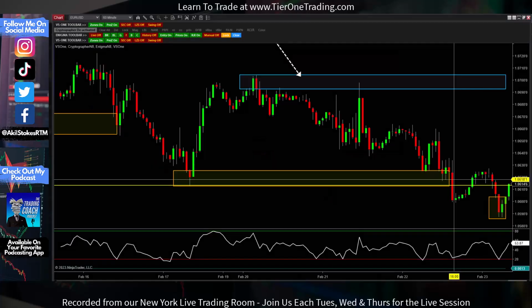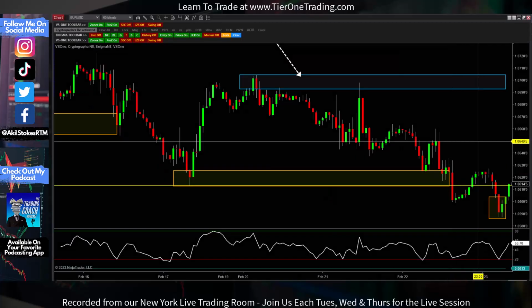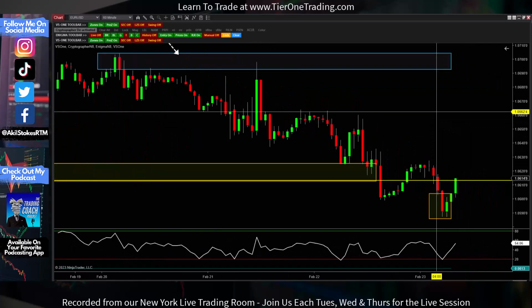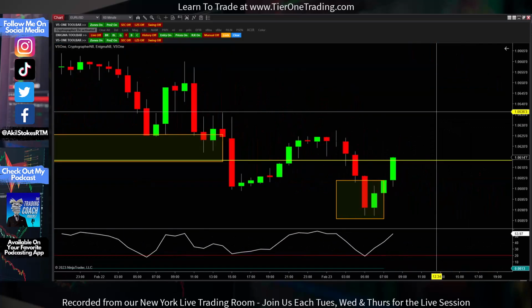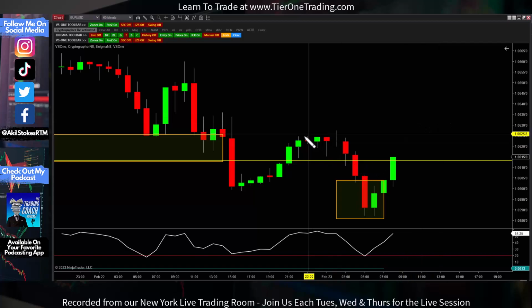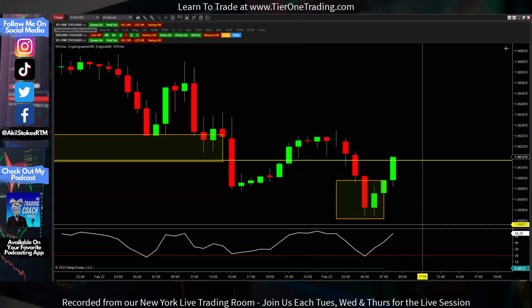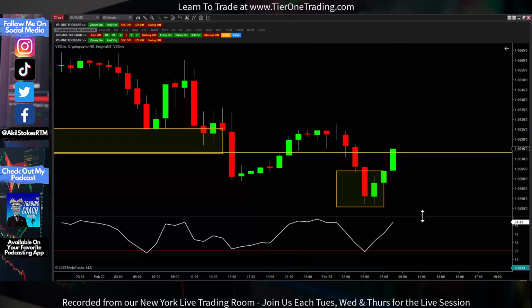pullback trade. And this is something you want to pay attention to in the lower time frames as well. So with the pullback trade, what we're looking for is, well, a pullback. Price is currently doing so right now. We may be in a situation where we get two things. We may get that RSI dipping above the overbought level.